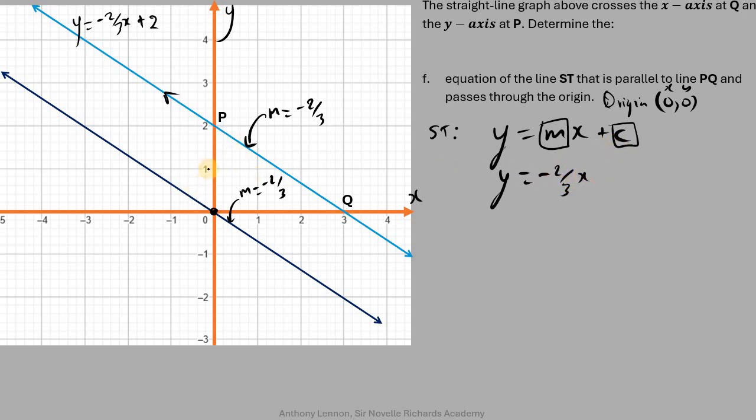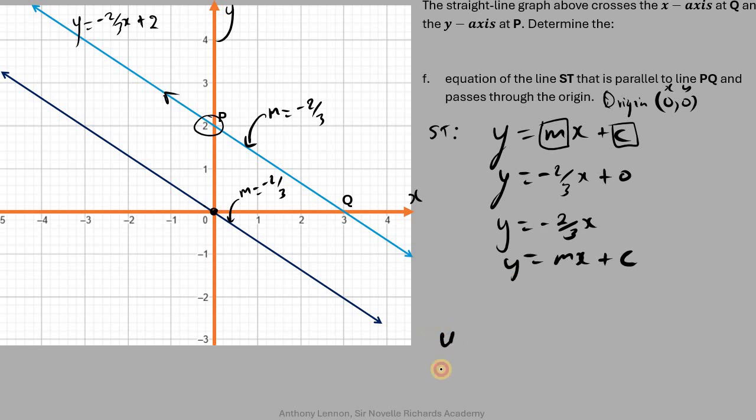But now, they obviously cut the y-axis at different points. This line PQ cuts it at 2, y equals 2. And this line ST cuts it at the origin, at 0. Right, y equals 0 there. But do we need to have plus 0? Adding 0 to any quantity gives you back that same quantity. So we do not need to put the plus 0. Okay, so it's in the form of y equals mx plus c. It's just that our c value is 0, and so we do not need to put it. It's understood to be that.